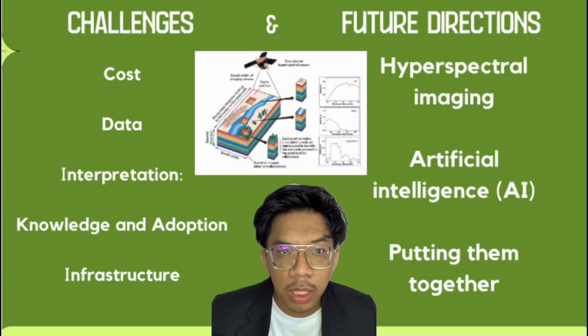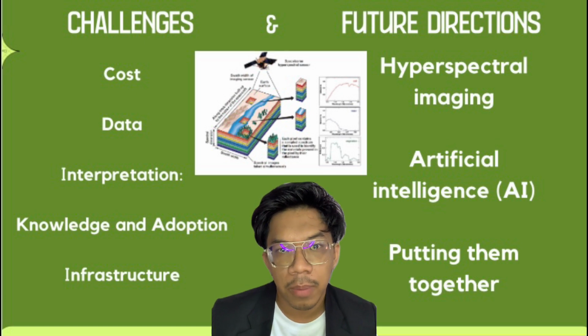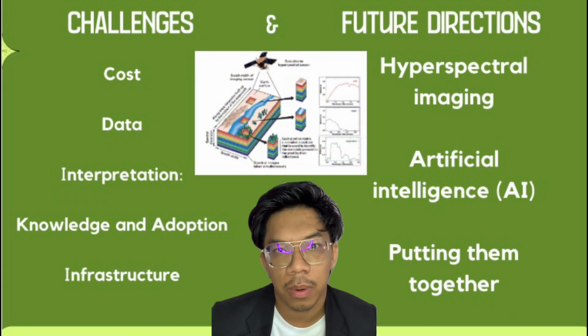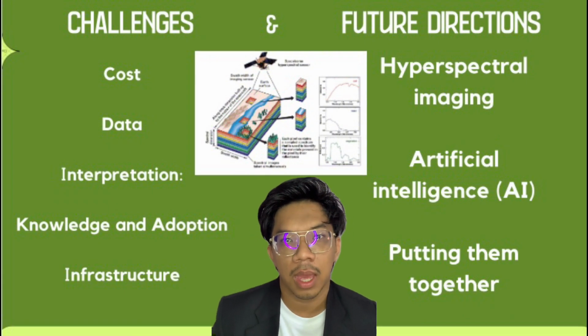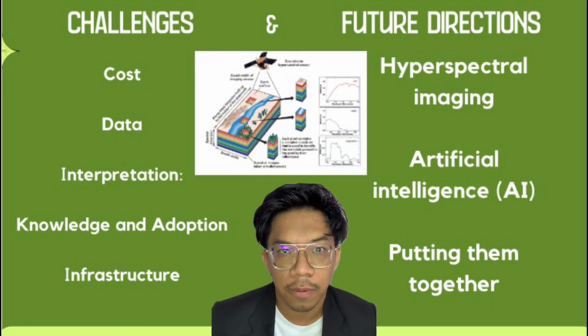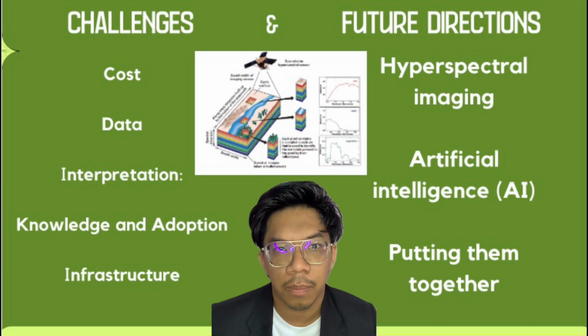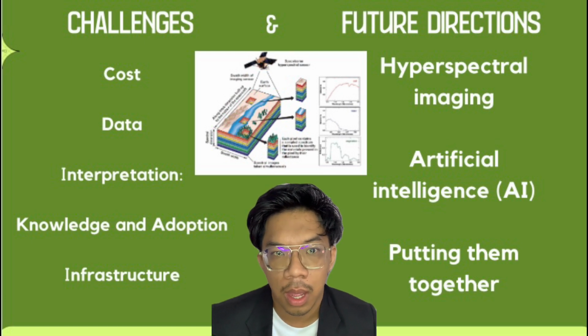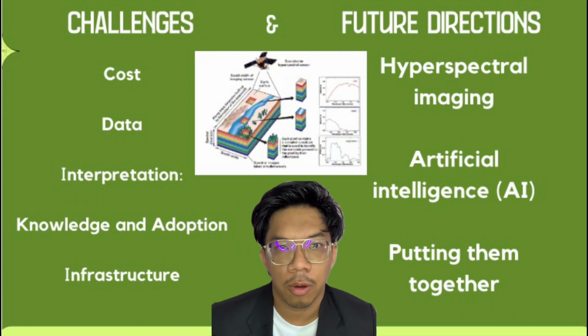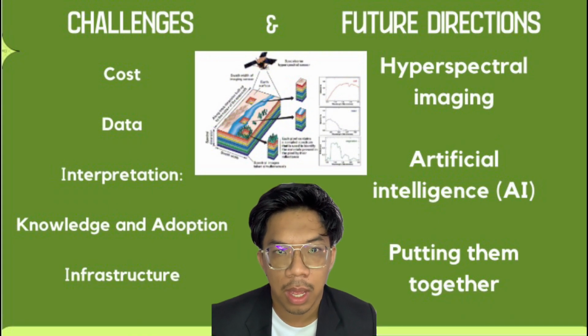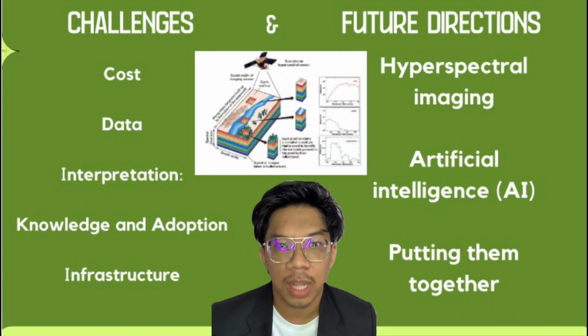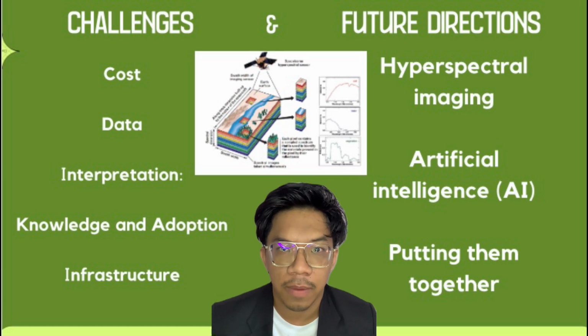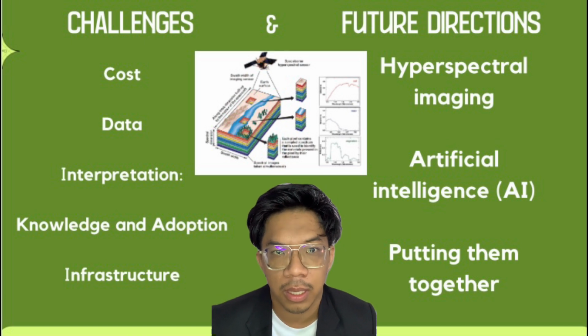Alright, for the future direction, it's hyperspectral imaging. It can let farmers spot problems early, even before the eye can see them. Tell different plants apart, like weeds from crops. Guess how much they will harvest and how good it will be. And next is AI, or artificial intelligence. It helps farmers to analyze data automatically, saving their time.